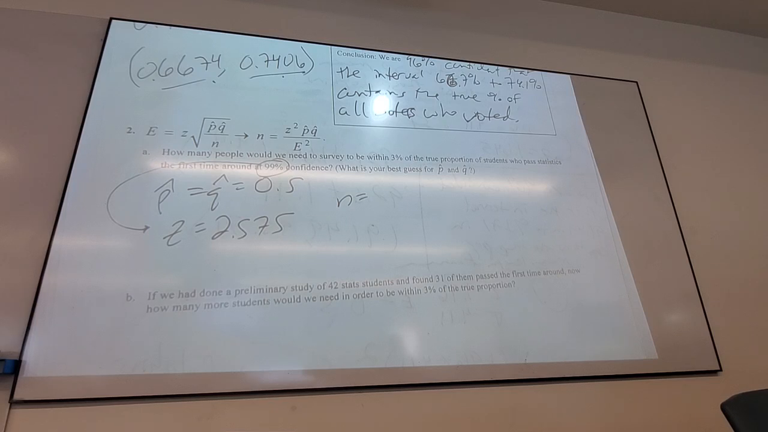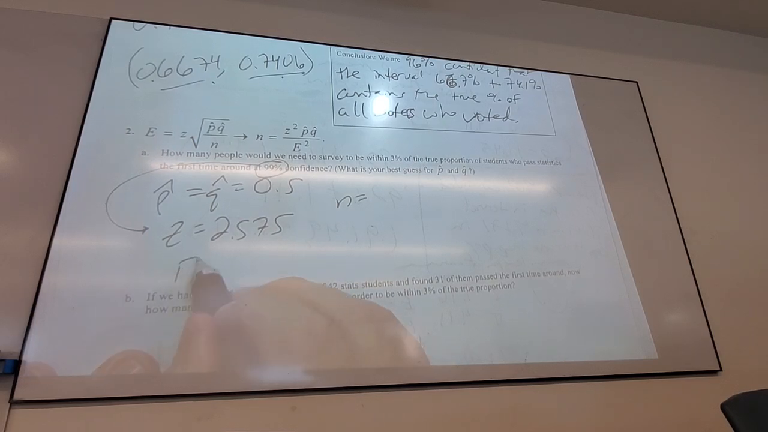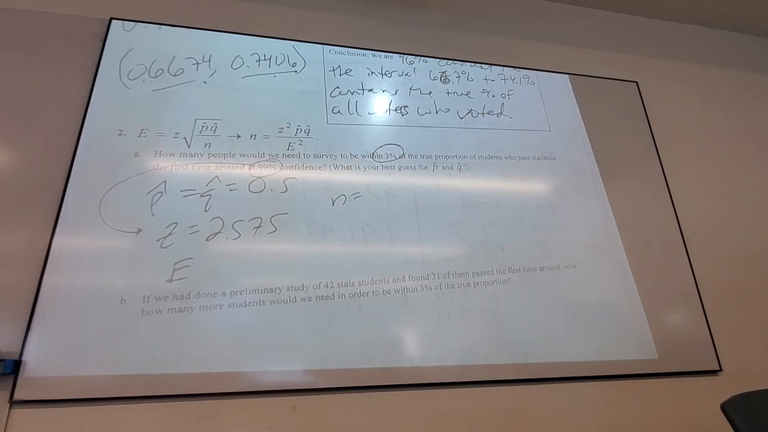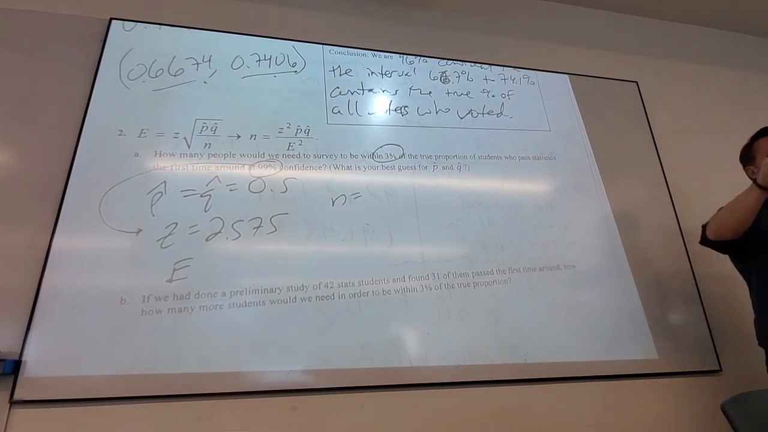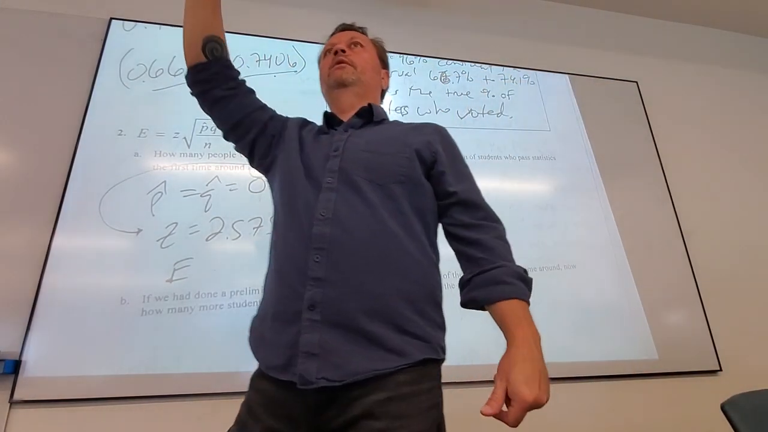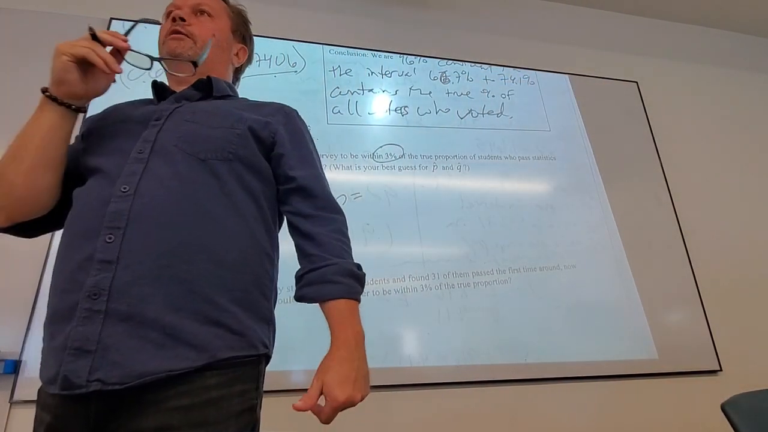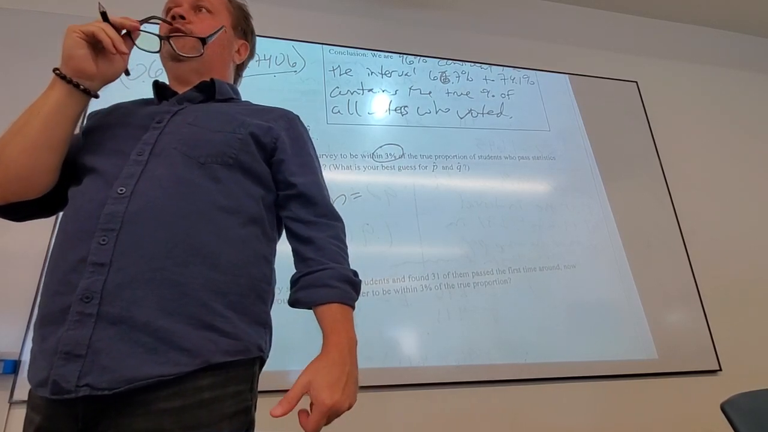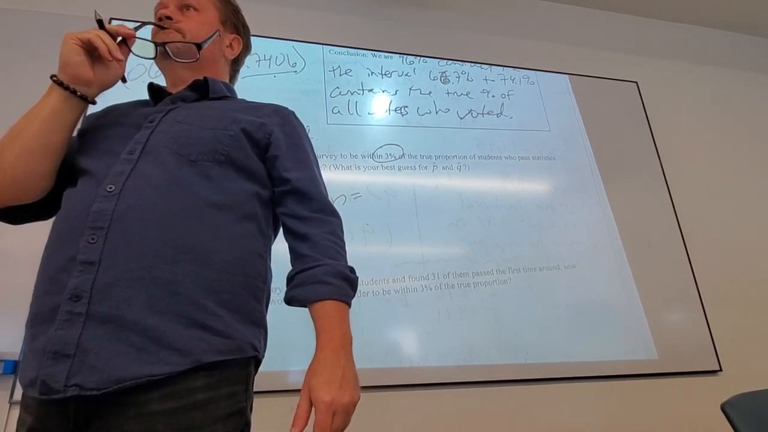What error do we want? 3%. I want a 3% error, yes? I want to be 99% confident. What error do I want that to lead to? 3% error. Is that cool? Do I put 3 in for E then? No, no.